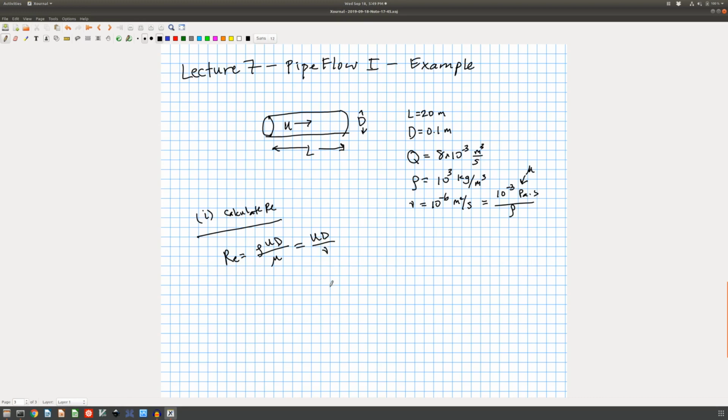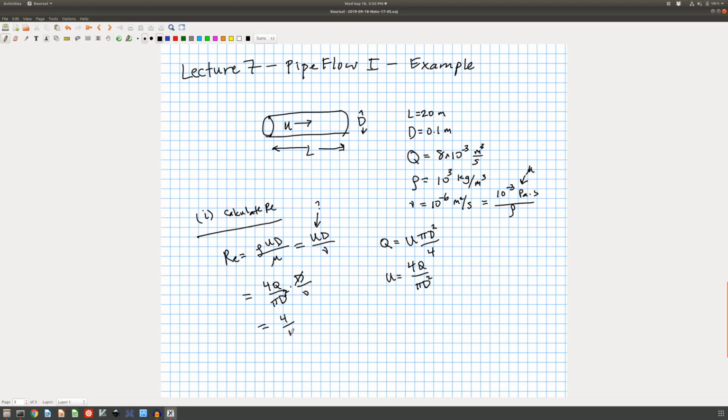Now we don't have U. Where are we going to get U from? We're going to get that from the volumetric flow rate. Q, the volumetric flow rate, which we did in our quiz today, is U times the area, pi d squared over 4. So we can find U by rearranging: U is 4Q over pi d squared. Now we can plug that back in. The Reynolds number is going to be 4Q over pi d squared times d over nu. A factor of d will cancel there.